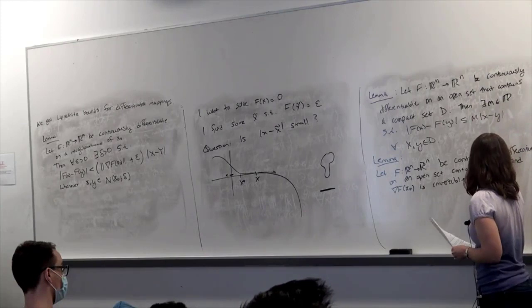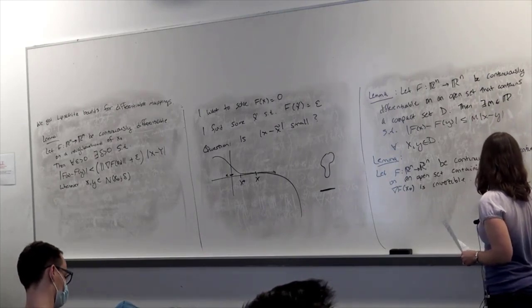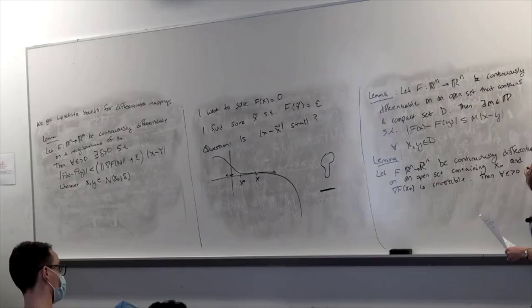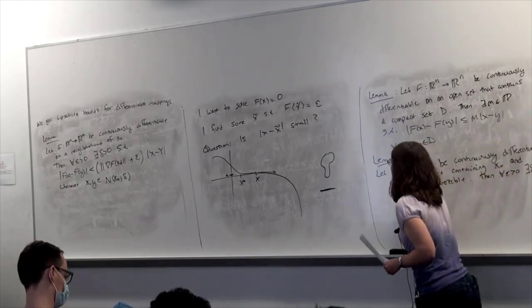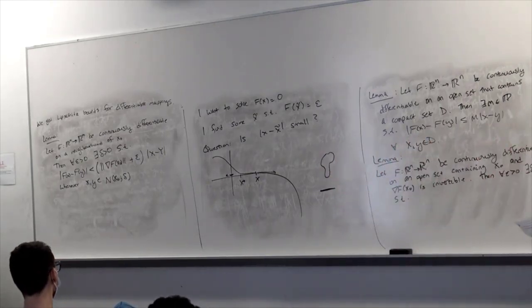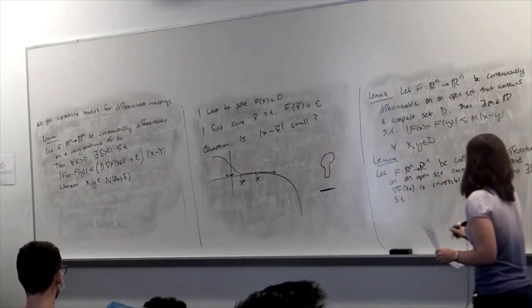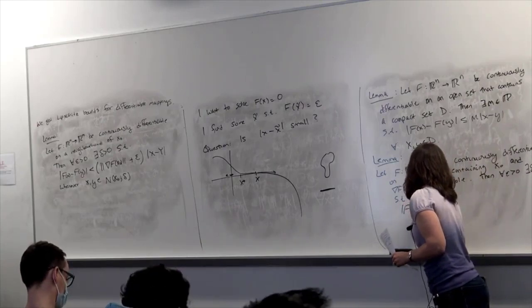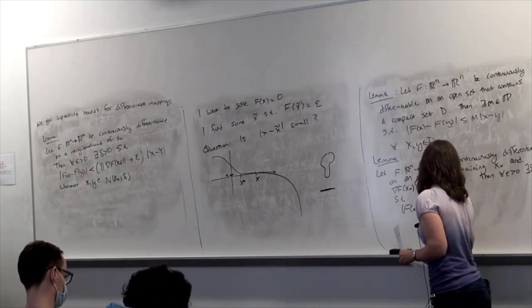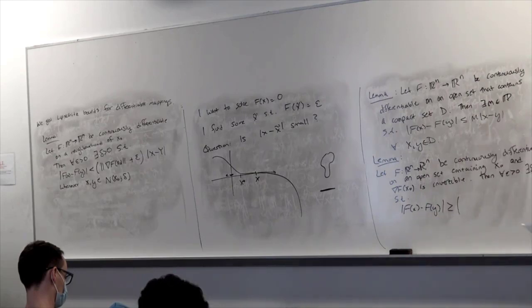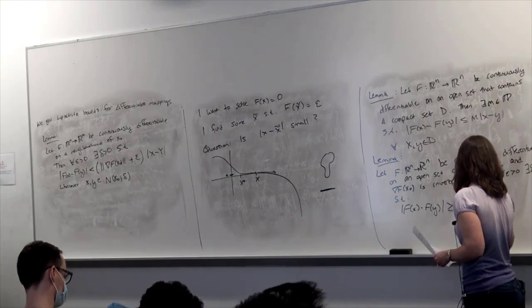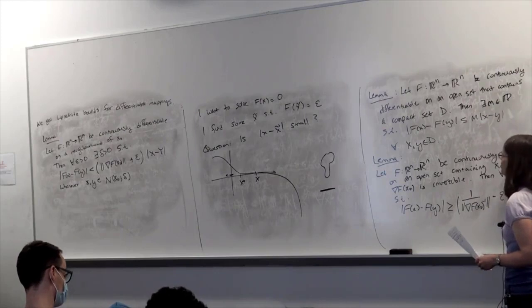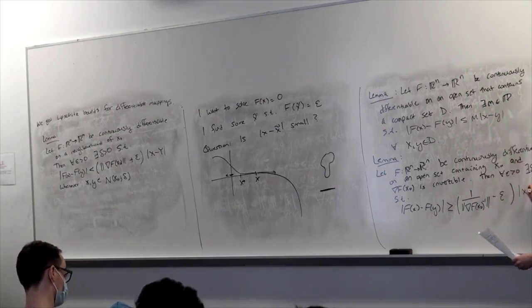Okay, then, no matter how small your tolerance epsilon is, we can find a delta such that, and now we mimic this result from the other direction, the norm of f of x minus f of y is bigger than or equal to 1 over the norm of the inverse of the Jacobian, minus epsilon, times the norm of x minus y.